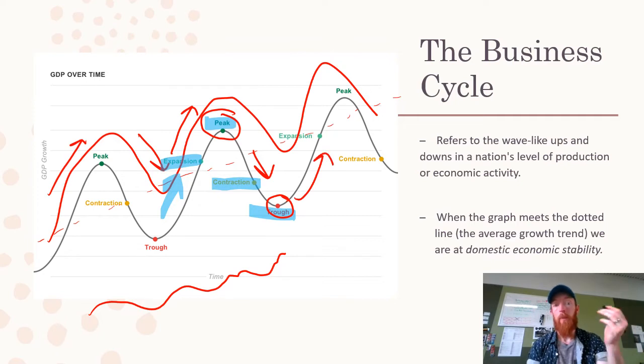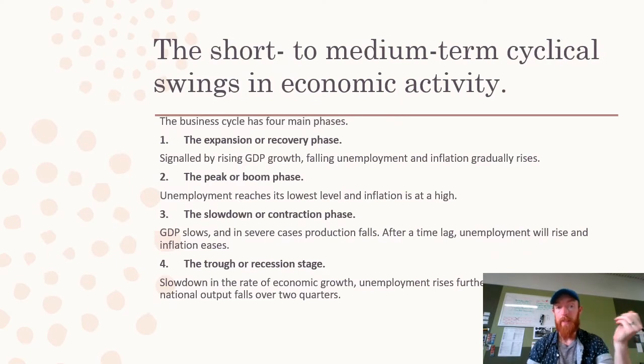So what's really important about each of those features of the business cycle is knowing what is occurring in each of those stages. So the four main phases in the business cycle, we've got the expansion or recovery phase, which is signaled by rising GDP growth, falling unemployment, and inflation gradually rising. That's because economic activity is increasing, and therefore businesses see it as an opportunity to produce more to get higher profits. They'll employ more people, and therefore there'll be more employment and income.